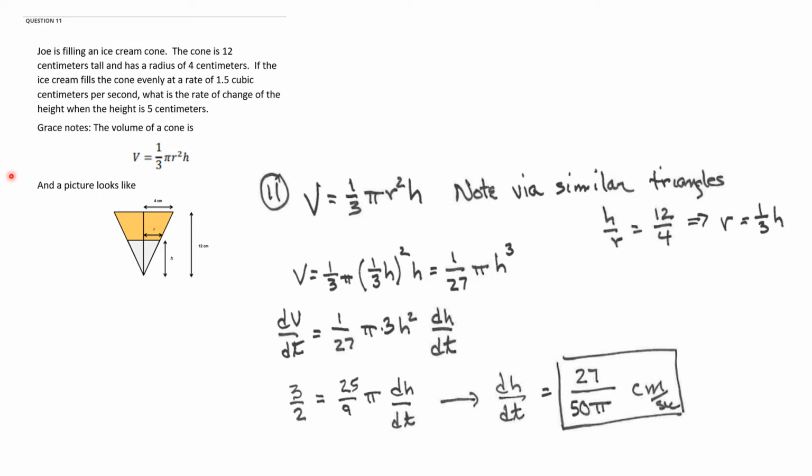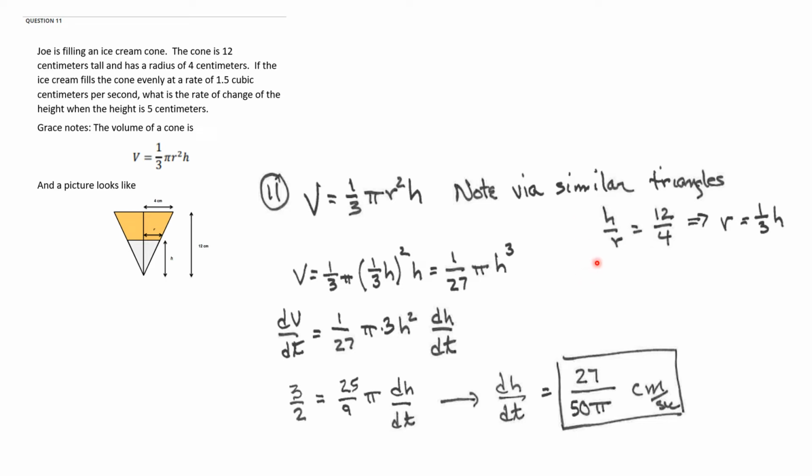And I gave you a grace note showing you the geometry of this problem. So the volume of the cone is equal to 1/3 pi r squared h, and the picture looks like this. So we'll go into the solution now. So the volume is 1/3 pi r squared h, but we want to get this into a common variable. So as we did in class, we're going to use similar triangles.